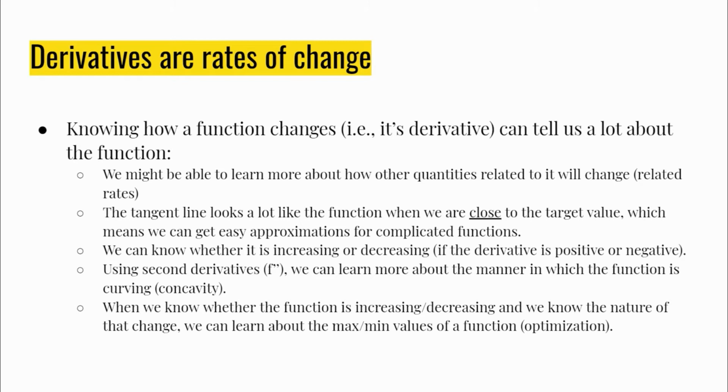Also, if we know whether a function is increasing or decreasing and where, and we also know the nature of that change, in other words whether it's opening downward or upward, those things can tell us where the maximum and minimum values of the function are. That's an idea called optimization. We can find either the highest value or the lowest value, and that can be really valuable in many different kinds of applications. We might want to minimize the cost of a particular technique for producing an object of some kind, or we might want to maximize profit. So optimization is something that we can learn about there.